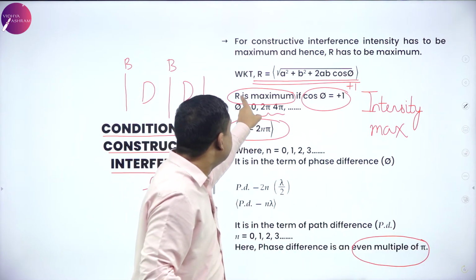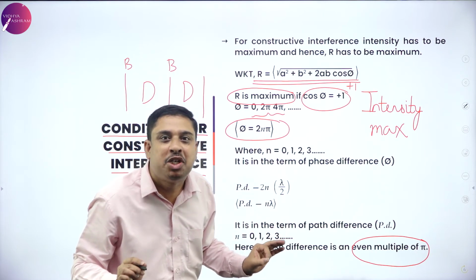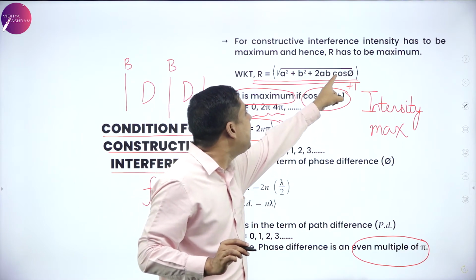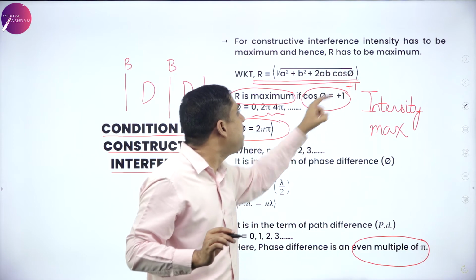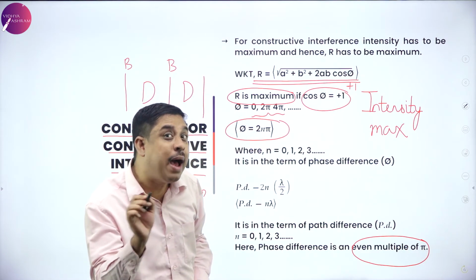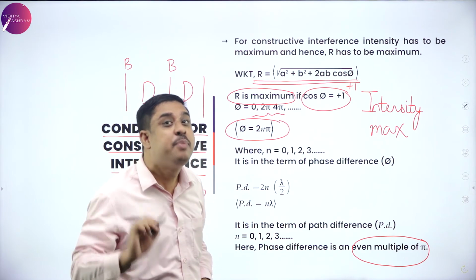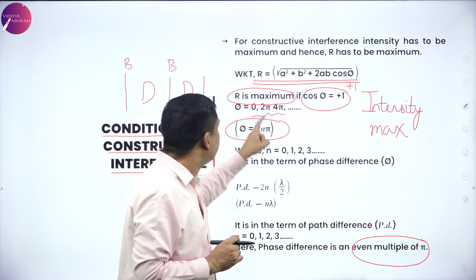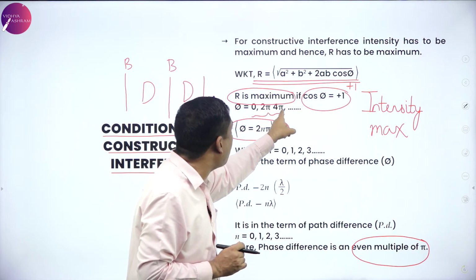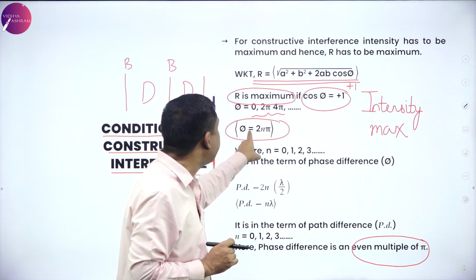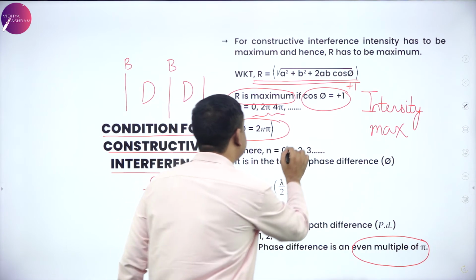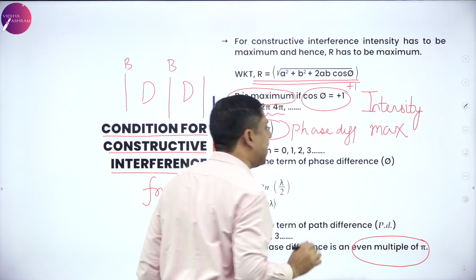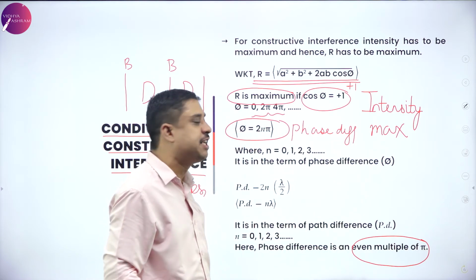Again I repeat, the resultant amplitude has to be maximum. So cos phi in this expression should be plus 1. For what values of phi does cos phi become plus 1? Your trigonometric analysis says phi is 0, 2 pi, 4 pi, etc. So phi is 2n pi. So this is the condition for constructive interference in terms of phase difference.